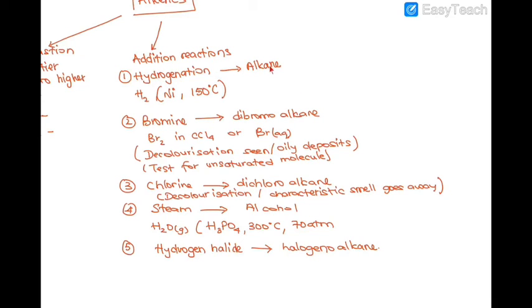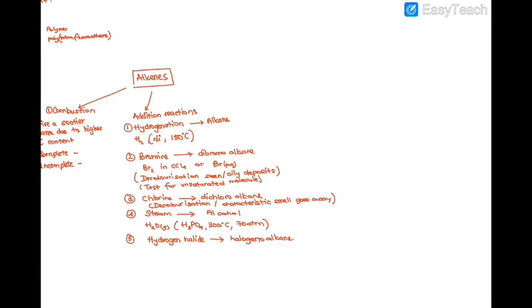The hydrogenation, where you get an alkane. When you react with bromine, you get dibromoalkane. These are the conditions. These are the observations. And this is the test for an unsaturated molecule. Addition of chlorine, you get dichloroalkane. You see decolorization, and the characteristic smell of chlorine or bleach goes away. Addition of steam to produce alcohol. These are the conditions. And addition of hydrogen halide, where you get the halogenoalkane. So these are the 5 addition reactions that you should know for alkenes.